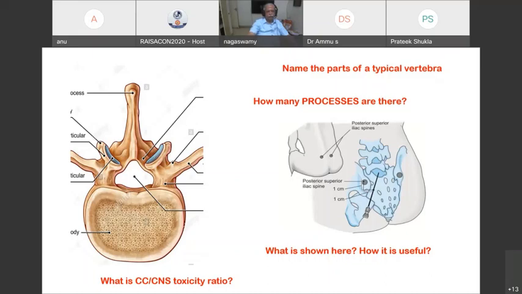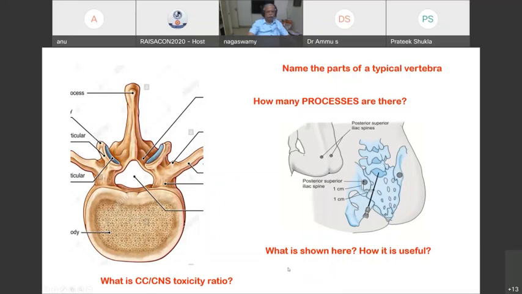The toxicity ratio for lignocaine is 7. Bupivacaine is 3. That means you require 7 times more drug in the serum or plasma to produce cardiac toxicity even when the CNS toxicity has happened in the patient. Whereas you require only 3 times the concentration of bupivacaine to produce cardiac toxicity.